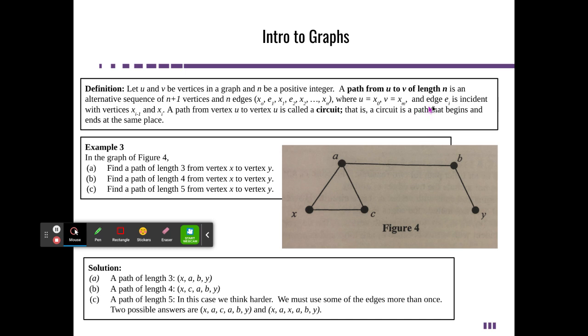And the edge E_i is incident with vertices x_(i-1) and x_i. A path from vertex U to vertex U is called a circuit. This is a circuit. That is, a circuit is a path that begins and ends at the same place.